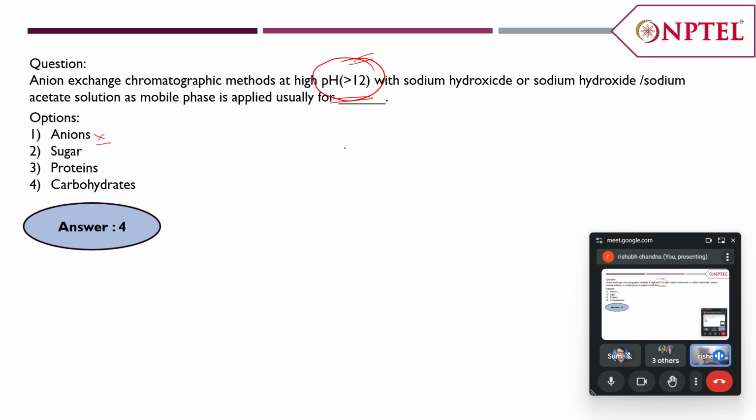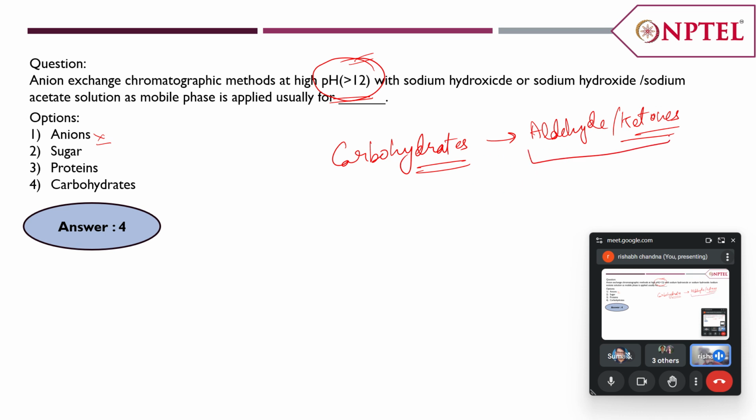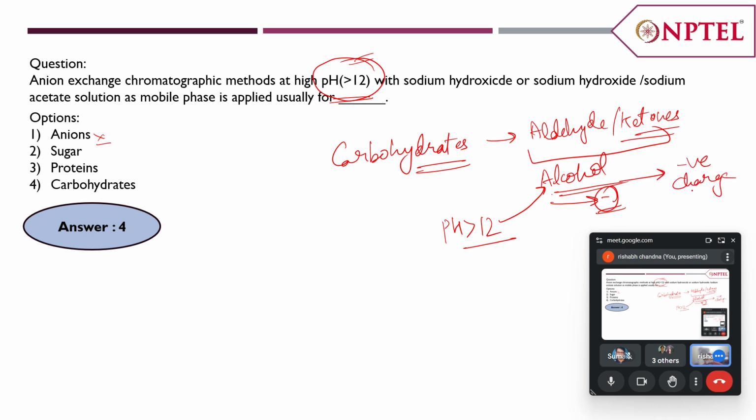How? Carbohydrates have which functional group? These are basically aldehyde or ketone groups, right? This is the functional group present in the carbohydrates. And then they also have various alcohol groups. So now at pH that is greater than 12, what will happen? This alcohol group will turn negatively charged. It releases the H plus ions that are present on the molecule at very high pH. So this leads to developing a negative charge, and this negative charge on the carbohydrate molecule helps in separating it out in an anion exchange.